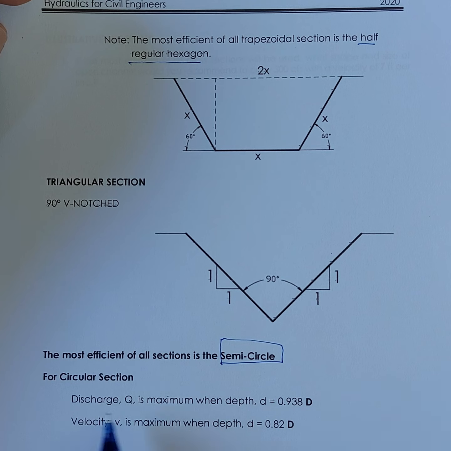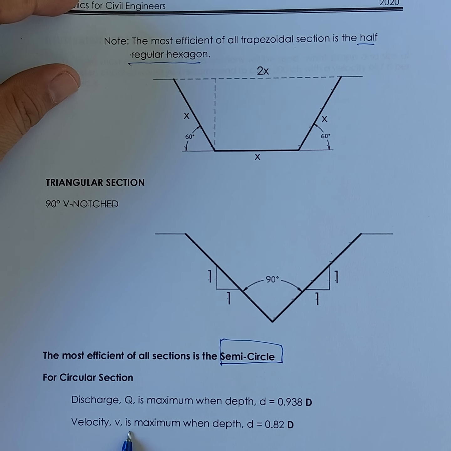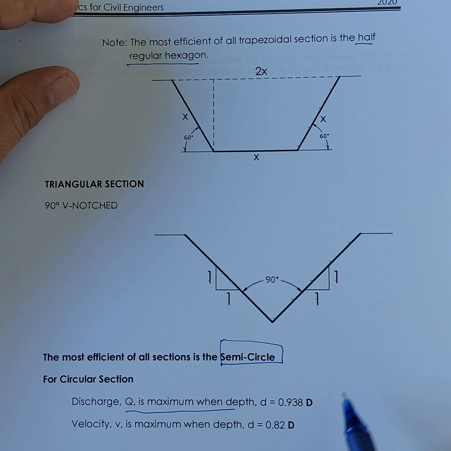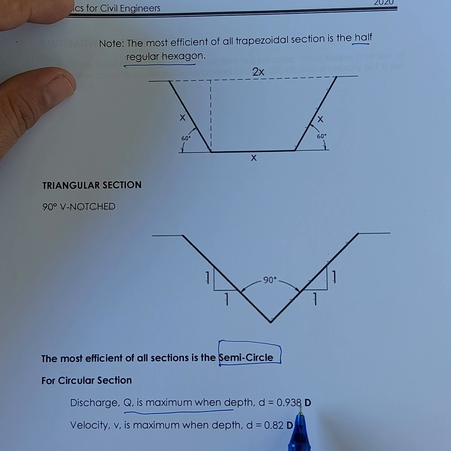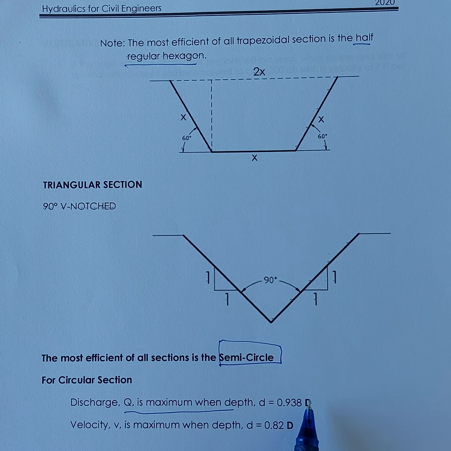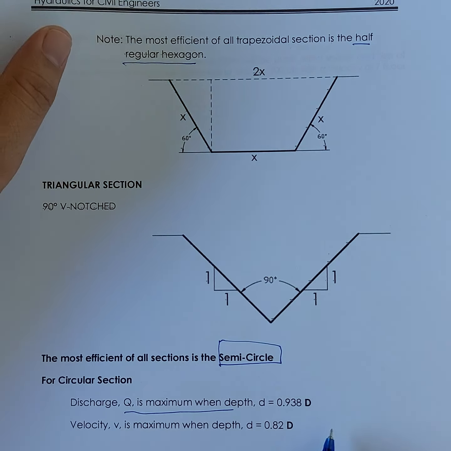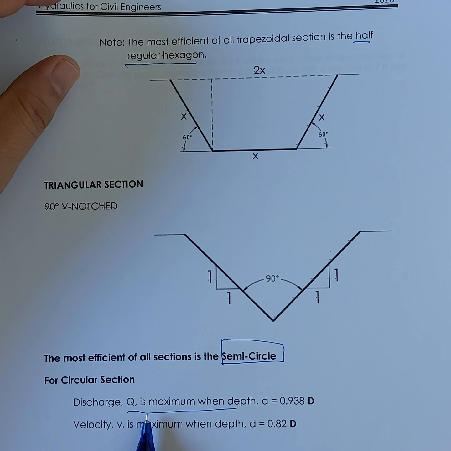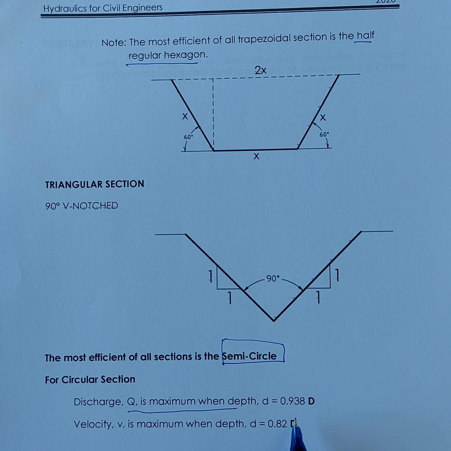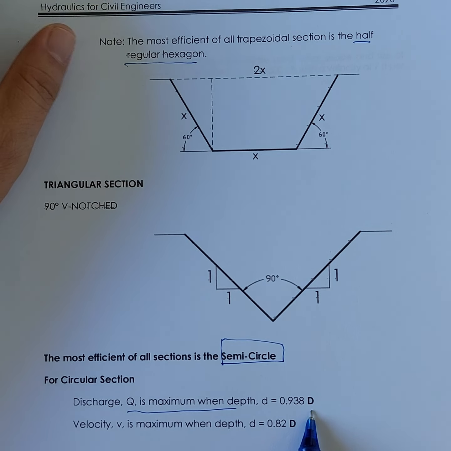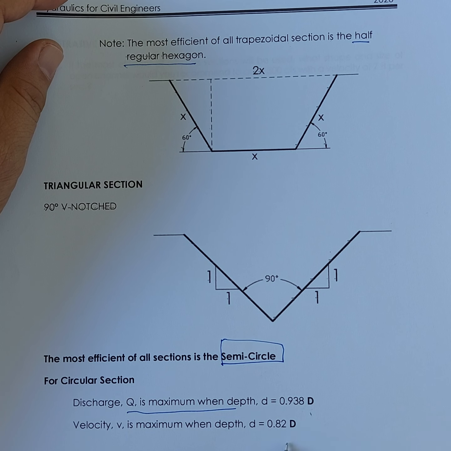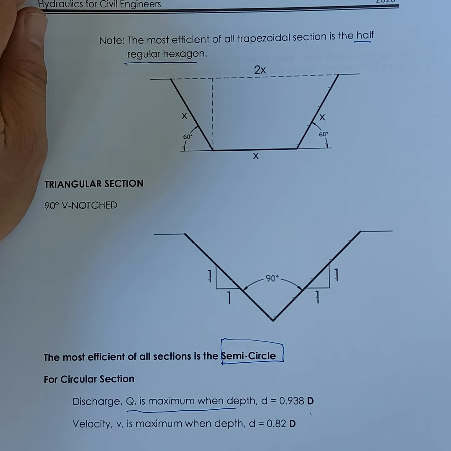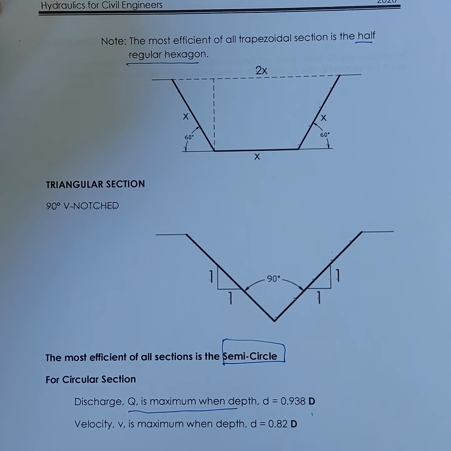Ganitong cross section. Now for circular sections, discharge is maximum when the depth is 93.8% of D, or 0.938 of the diameter. Kapag puno kasi, hindi na siya considered na open channel, but it would be considered as pipe na. The discharge is maximum when the depth is 0.938 of the diameter of the circle, and the velocity is maximum when the depth is 0.82 of the diameter. So ganon. Okay.